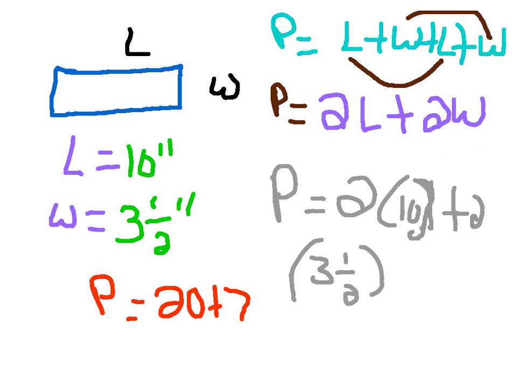So if we're looking at this rectangle here where the length was 10 and the width was 3.5, we can say that our perimeter is 2 times 10 plus 2 times 3.5, which ends up being 20 plus 7, so the perimeter would be 27 inches.